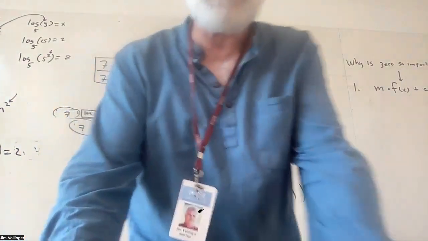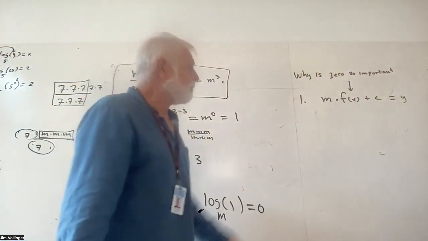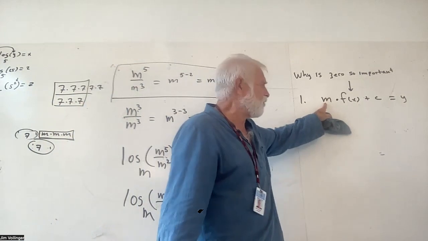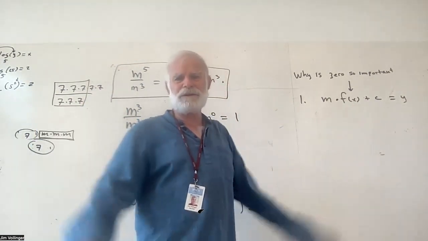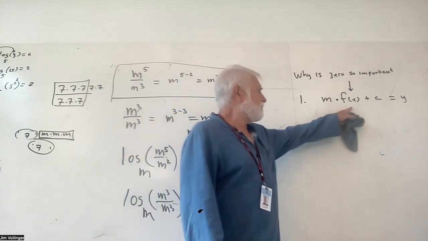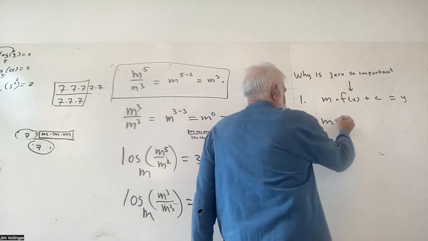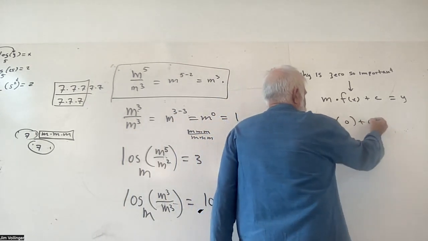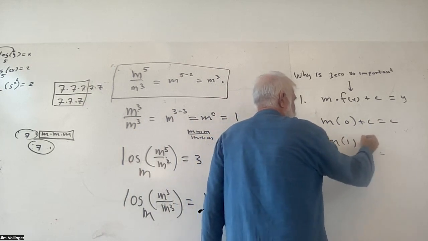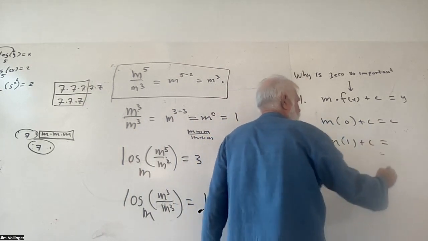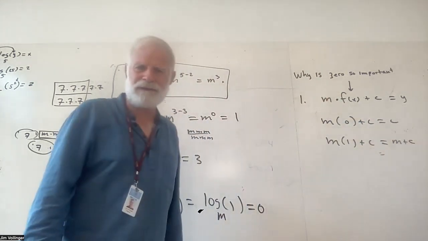Maybe I can show it here and everything. Why is it important? I mean, that's really what I just said, right? Because functions have a little multiplication in them and usually a little addition, subtraction. And what are the easy numbers to multiply by? 0 and 1. If this was 0, then my y value is c. If this is 1, then my y value is m plus c. And I don't need a calculator to see that.